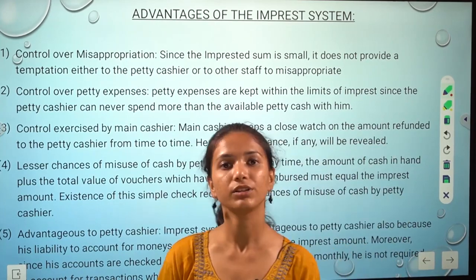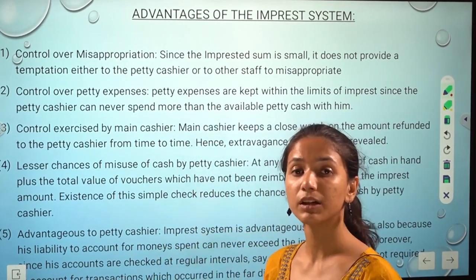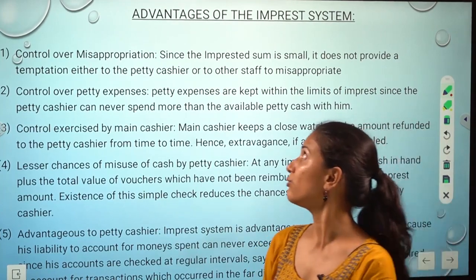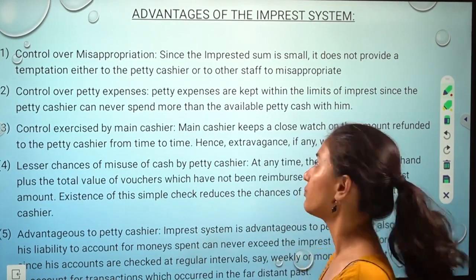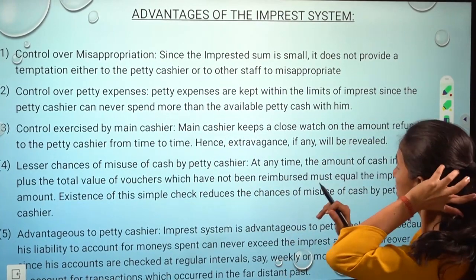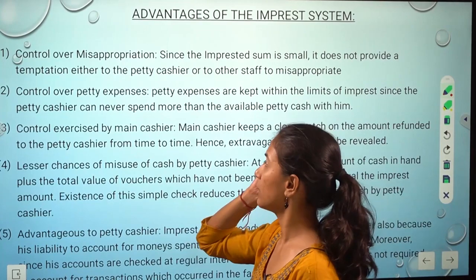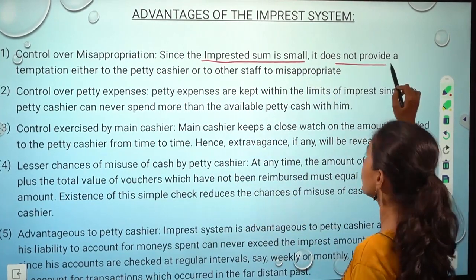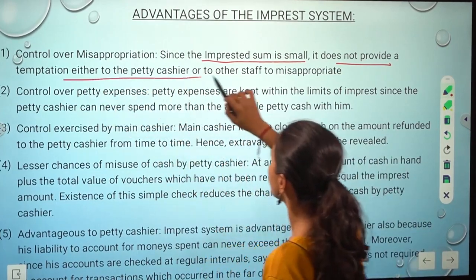In the previous class, we did the essentials of an Imprest system, that is, what should be done under a good Imprest system. So let's see what are the advantages of this kind of system. Control over misappropriation. So the first advantage is control over misappropriation. Since the imprest sum is small, it does not provide a temptation either to the petty cashier or to other staff to misappropriate.